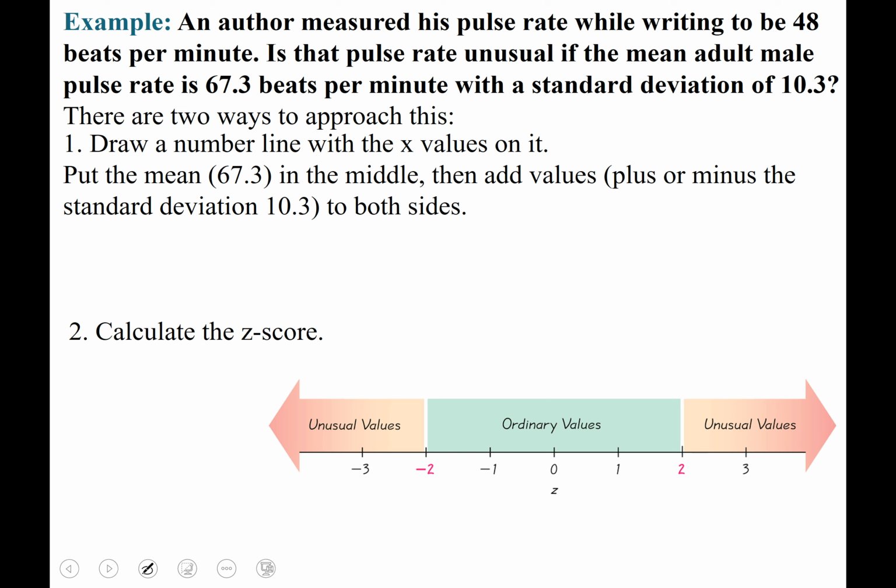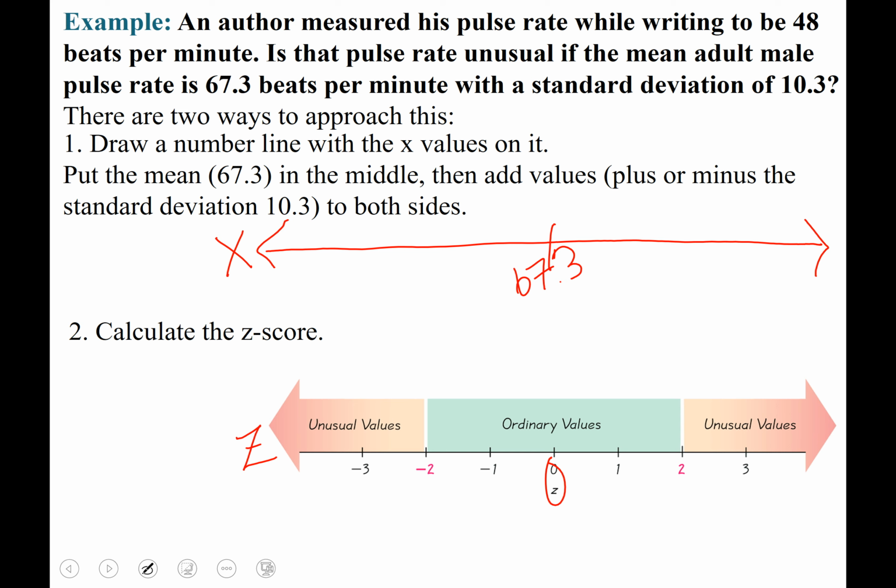I'm going to show you the first way, in which you draw a number line with the X values on it. And I'm going to try to make this number line up with the number line below. I'm going to label this one X values. This one down here is Z, okay? All right, so we're working with the top one, the X values. So we would put the mean pulse rate for adult males in the middle. I'm going to try to put it right over the 0 there, okay?